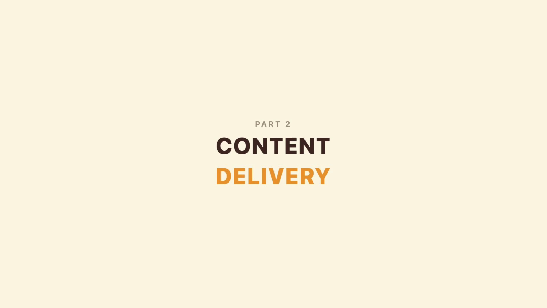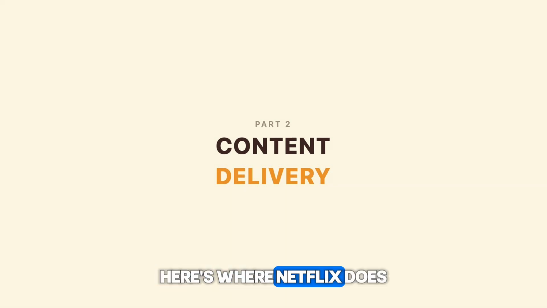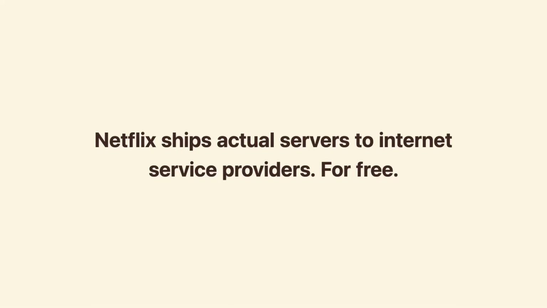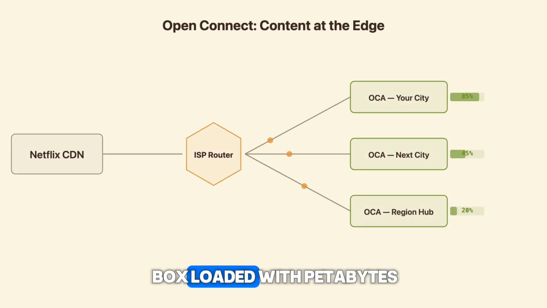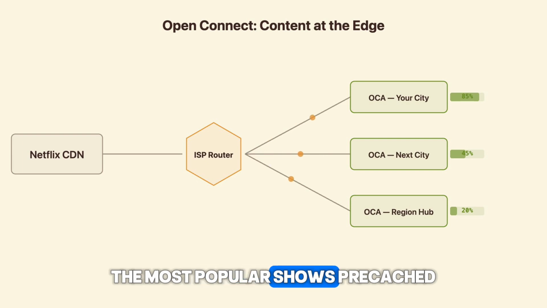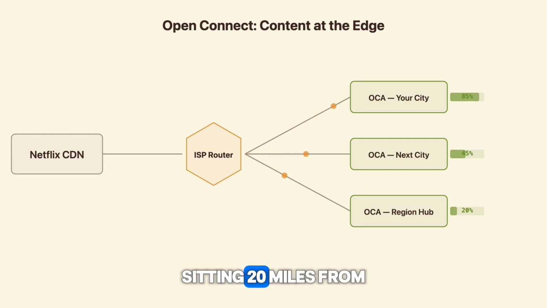Part 2. Content delivery at the edge. Here's where Netflix does something radical. They ship actual servers to internet service providers. For free. Your ISP gets a box loaded with petabytes of content. The most popular shows, pre-cached, sitting 20 miles from your house instead of 2,000 miles away in a data center.